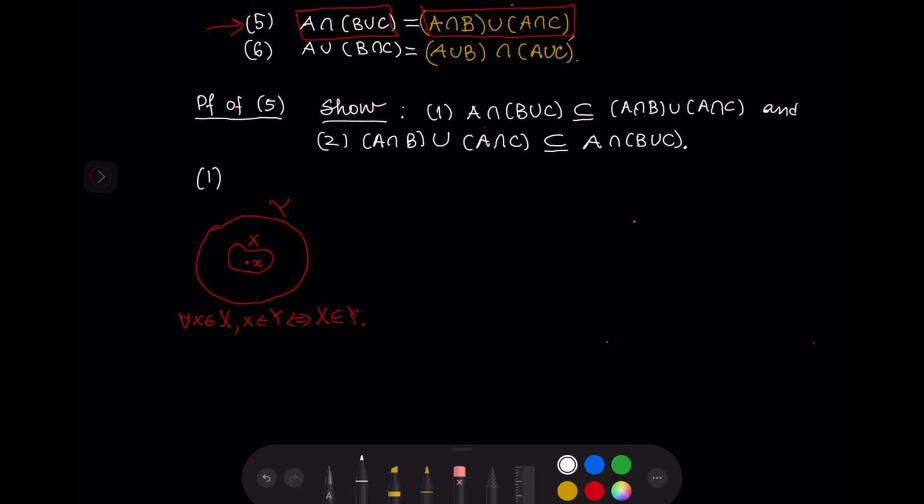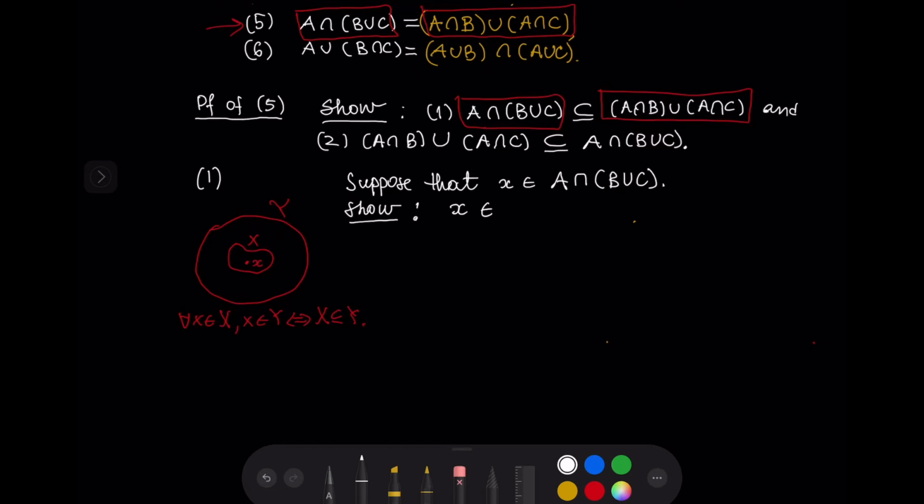So in order to prove that this set over here is a subset of this set that I am boxing right now, let us suppose that x belongs to the set on the left-hand side, so A intersection with (B union C) in parentheses. What we want to show is that x belongs to the right-hand side of inclusion 1. So we want to show that x belongs to (A intersection B) in parentheses union (A intersection C).